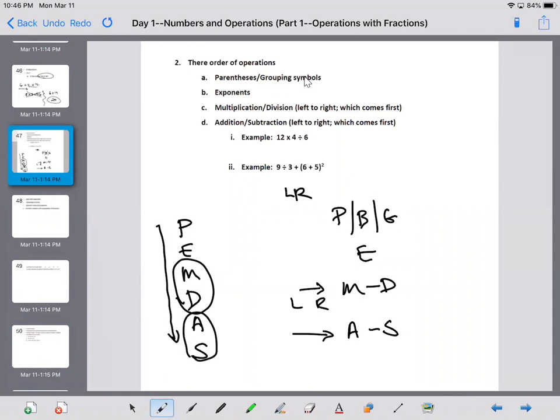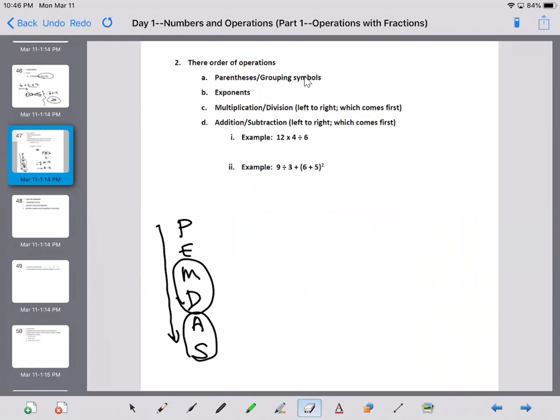So if we look at this example 1, 12 times 4 divided by 6, when I scan it left to right, I see multiplication. So I'm going to do the 12 times 4 first, and that's going to be 48. And now 48 divided by 6, and that would give me 8.